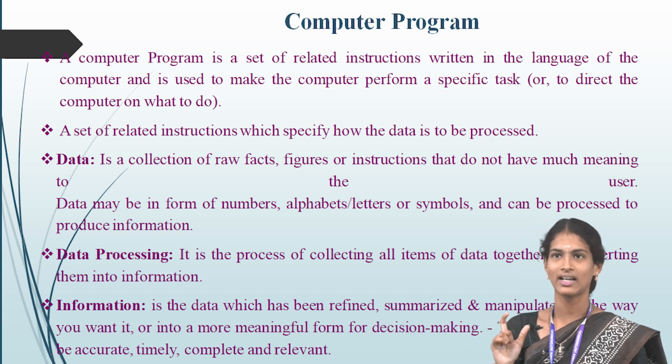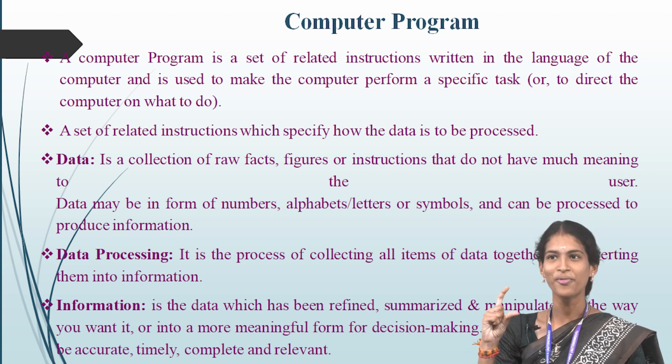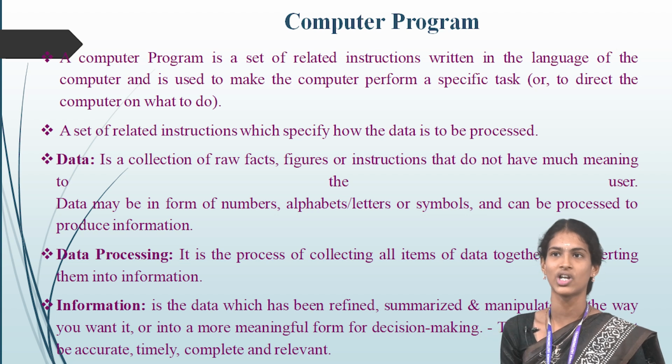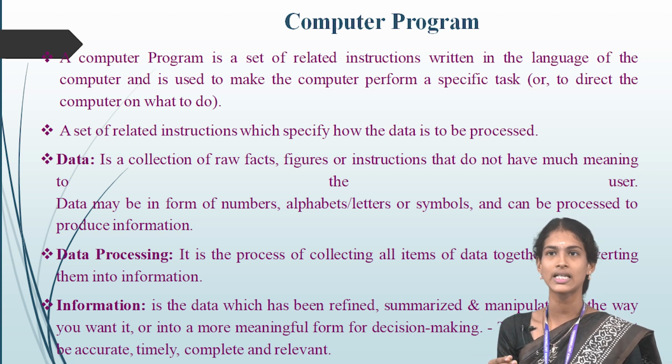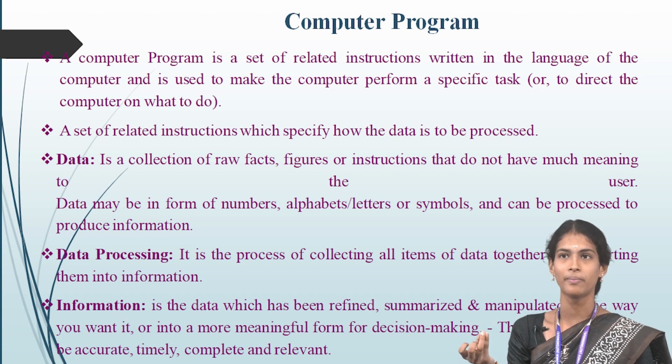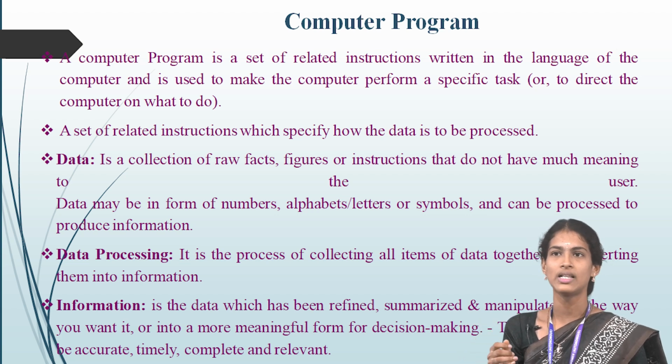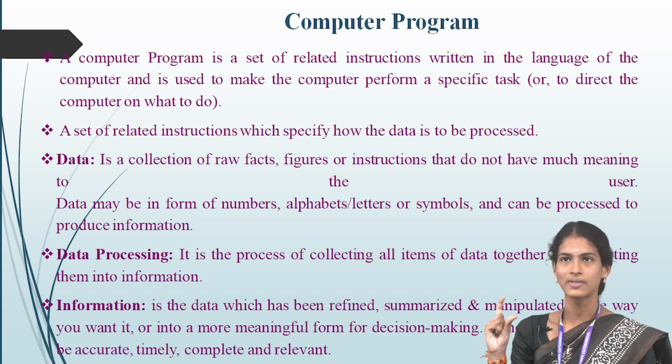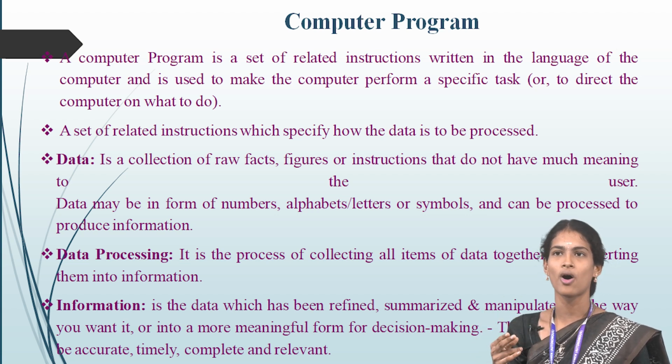The next, data. Data is a collection of raw facts, figures, or instructions that do not have much meaning to the user. Data may be in the form of numbers, alphabets, letters, or symbols and can be processed to produce information. The next, types of data. There are two types of data.